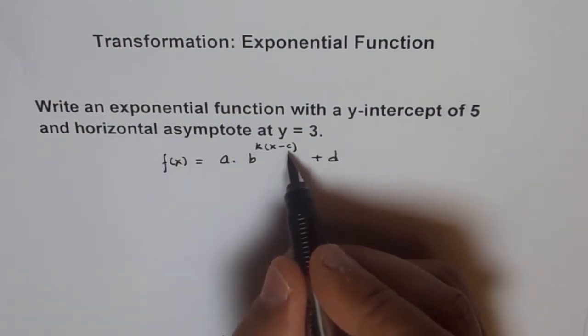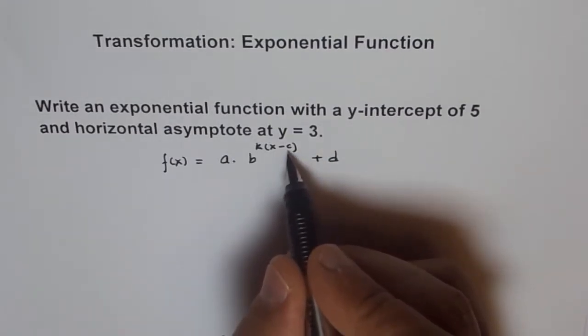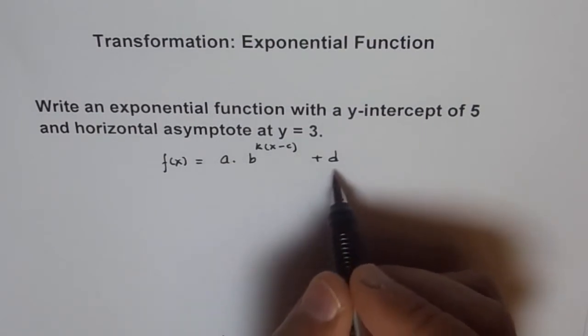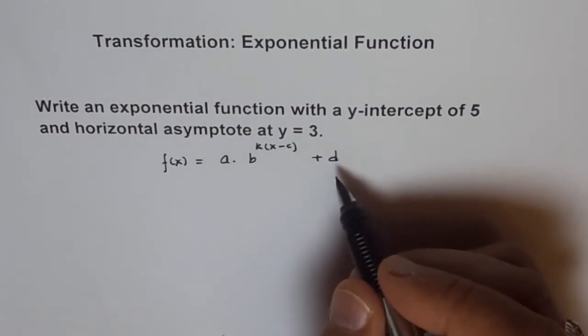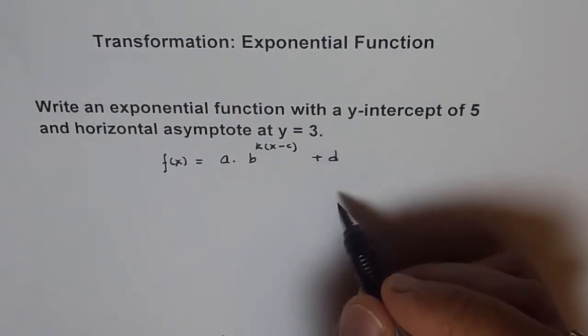c tells us the horizontal translation. If c is positive, it moves right. Otherwise, if c is negative, this becomes x plus something, and it moves left by c units. d translates our function up and down. If it is positive, d units up; negative, d units down.